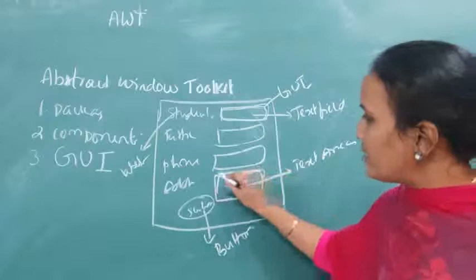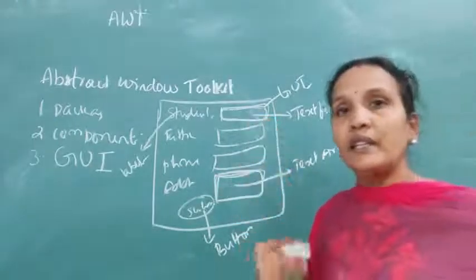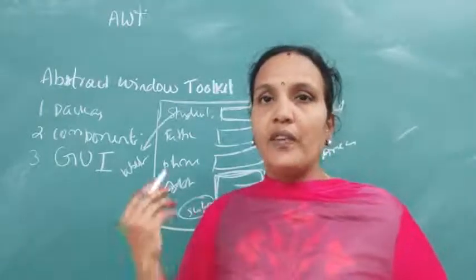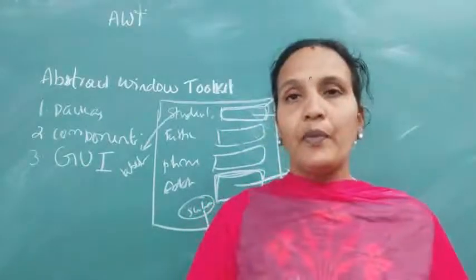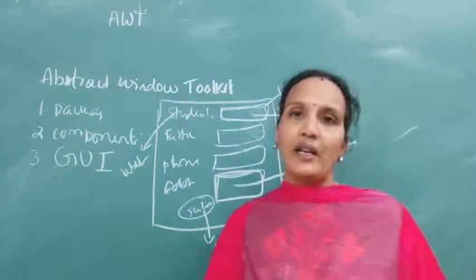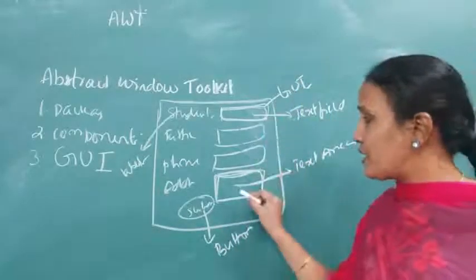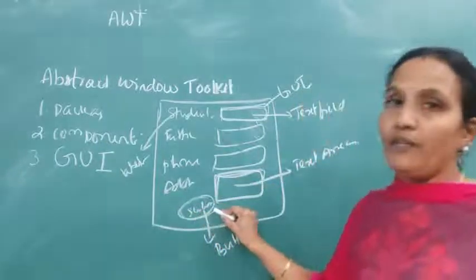And this is a text area. Text area is similar to the text field, but in a text area we can enter more lines of text. If it is a text field, we can enter only one line of text. But if it is a text area, we can enter more than one line of text. So that is the difference between text field and text area, and this is called a button.